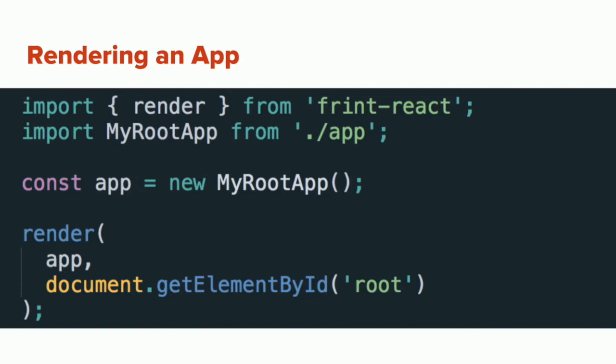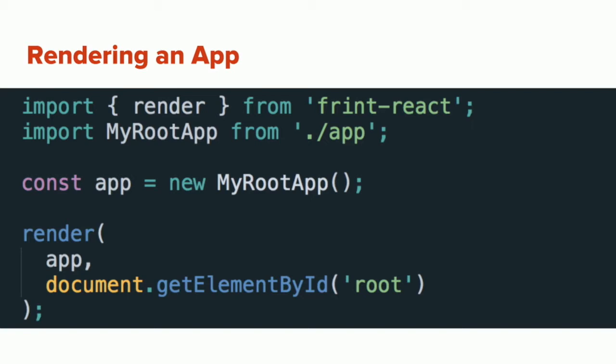So this is how you render a FrintJS app with React. We have the app instance that we had from the previous slide. And you can see that we are importing a render function from the package FrintReact, and then passing the app instance instead of the component that a regular render function from React DOM would have. And then the second argument is the DOM node where we want our app to mount itself. It's similar to React DOM, but the package name is different.